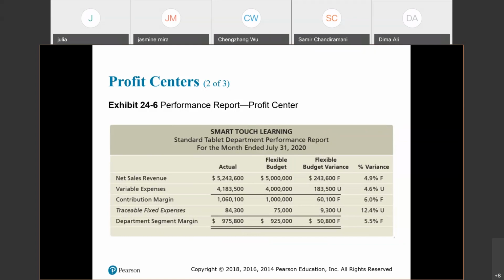First of all, let's look at the performance reports. Notice how this profit center performance report contains a line called traceable fixed expense. Well, as I just explained early in this chapter, one drawback of decentralization is that subunits may duplicate costs or assets. Many companies avoid this problem by providing centralized service departments where several subunits share the assets or the costs.